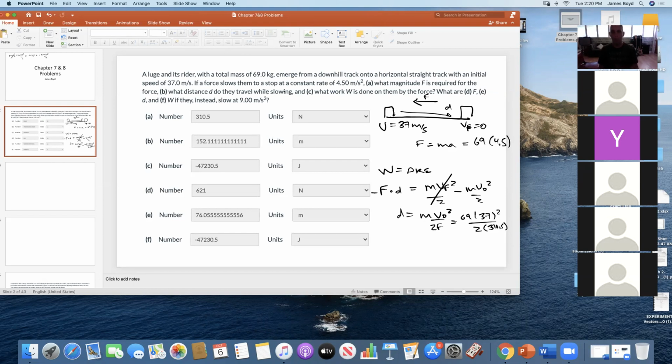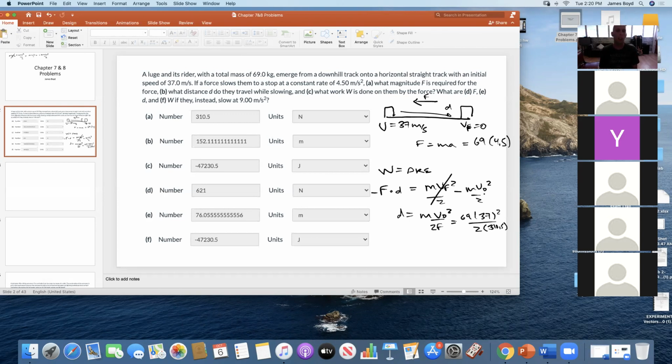Also remember that if the force is in the opposite direction of the displacement, it's going to slow it down, and therefore it's negative when the force and the displacement are in opposite directions. The last thing I would say is always remember that delta is final minus initial.